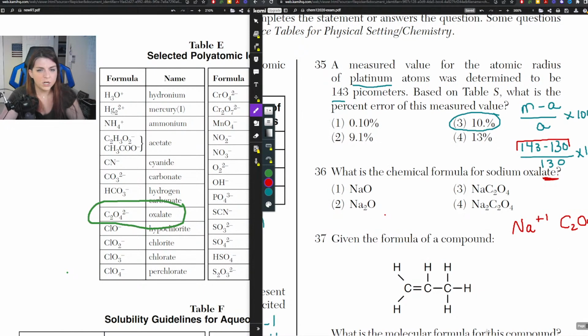The important thing here is to realize that when you crisscross, specifically with a poly, you have to take the number and take it all the way across the bundle. And this one comes all the way across the bundle. And we are going to get Na2C2O4. No need for parentheses because the sodium crisscrossed a 1 over here. That's going to leave us with choice 4.